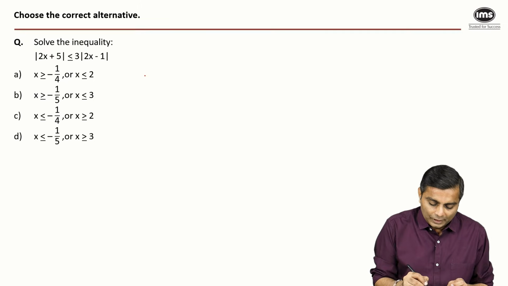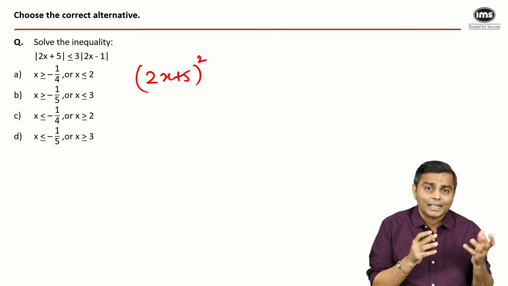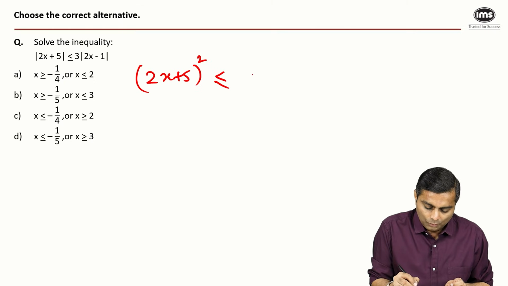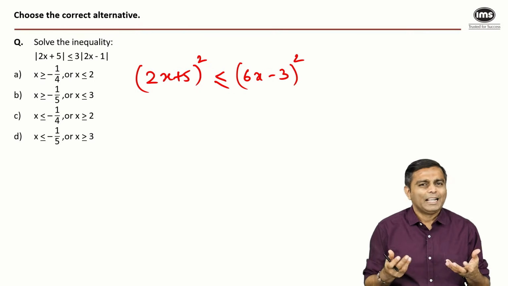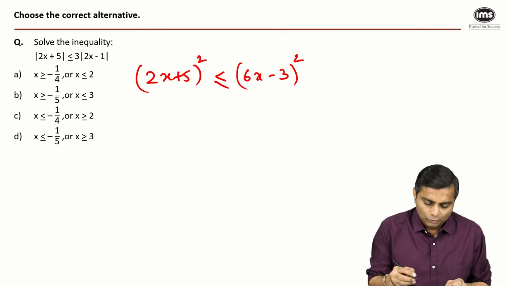Okay. 2x plus 5, because it is mod, I'm going to directly start with squaring, because neither mod nor squares can ever be negative. So, less than or equal to, let's bring 3 inside. So 6x minus 3, the whole square. And now we just simply solve it.